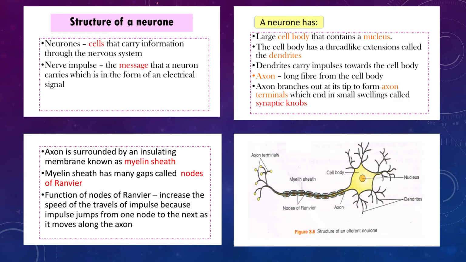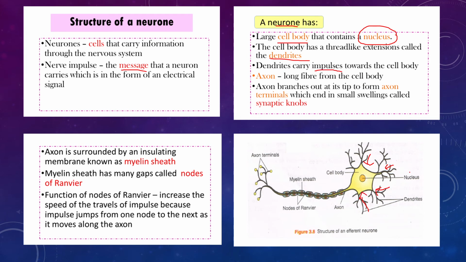Okay, so again, this is enhancement. What is a neuron? It's the cell that carries information through the nervous system. A nerve impulse refers to the message that the neuron carries, which is in the form of an electrical signal. Now let's look at this. Again, a neuron has a large cell body, and in the cell body there is a nucleus. The cell body has thread-like extensions known as the dendrites, which carry impulses towards the cell body. If you're asked to label, you must be able to label correctly the direction of the impulses.